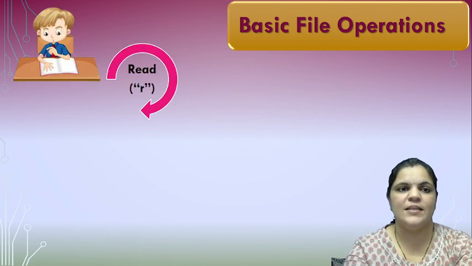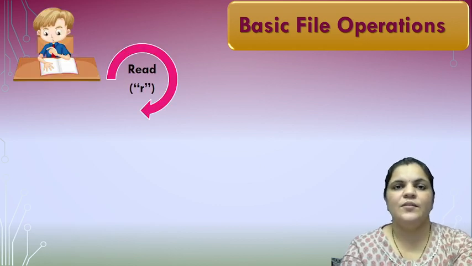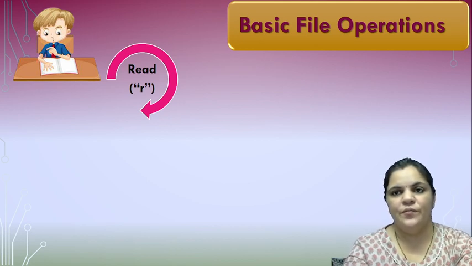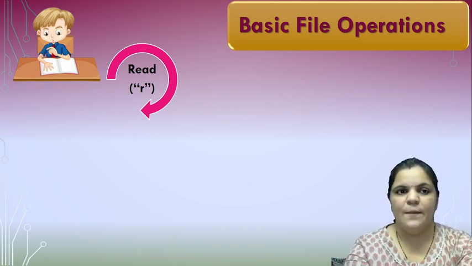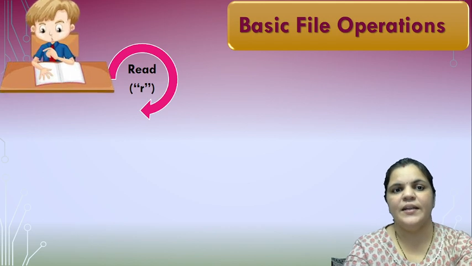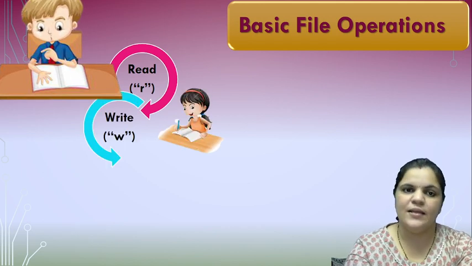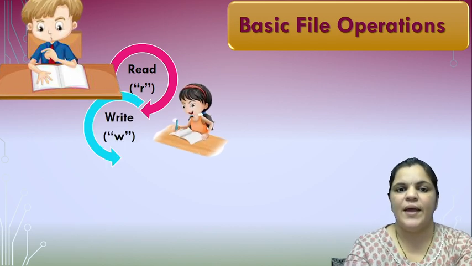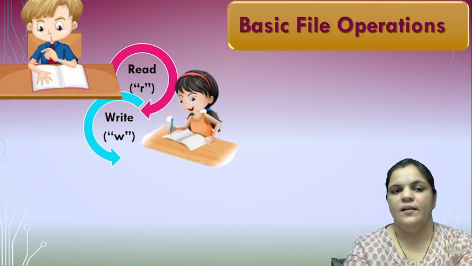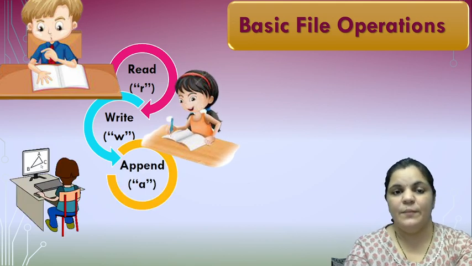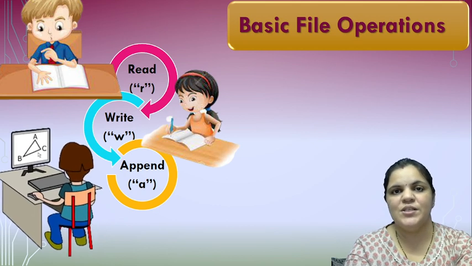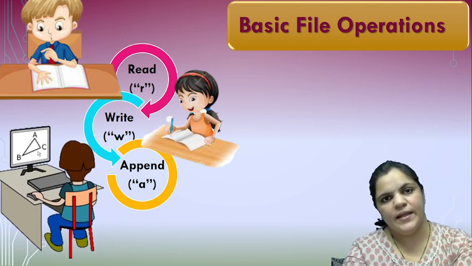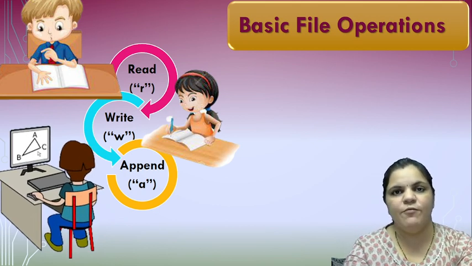Now comes the basic file operations. There are three basic operations of file. First one is read, which means read the content of the file. Then comes write, which means write something in the file. Then comes append, which means you can add content to the file. So these three are the basic file operations.